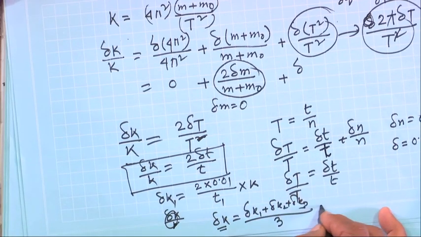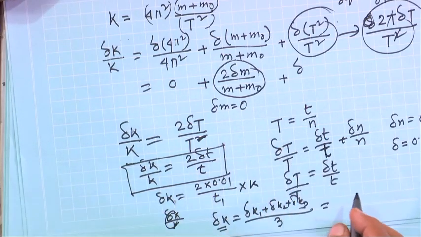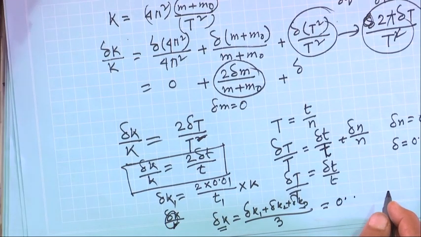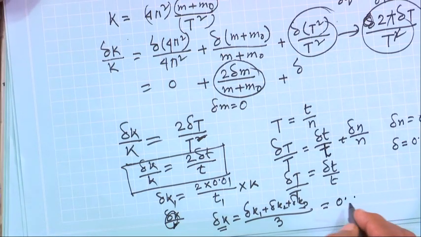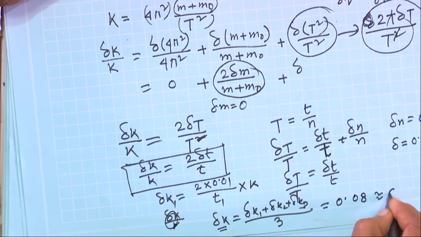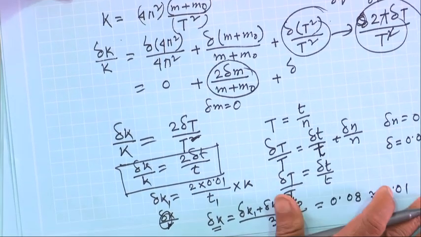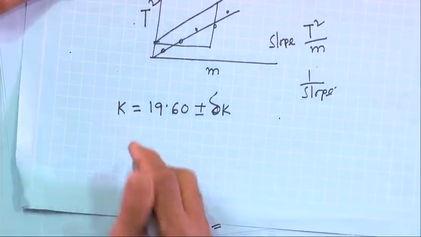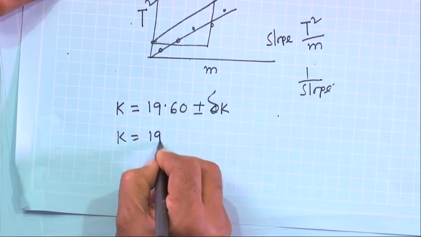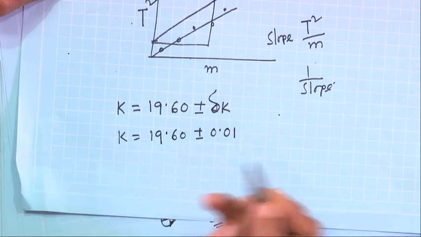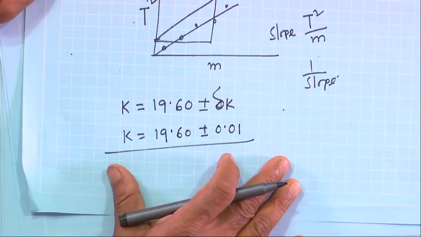This delta k, with our data I have calculated, is coming 0.08. Okay. So approximately you can write 0.01. So your result is that the spring constant k you found, 19.60 plus minus 0.01. This is the result you have to report.